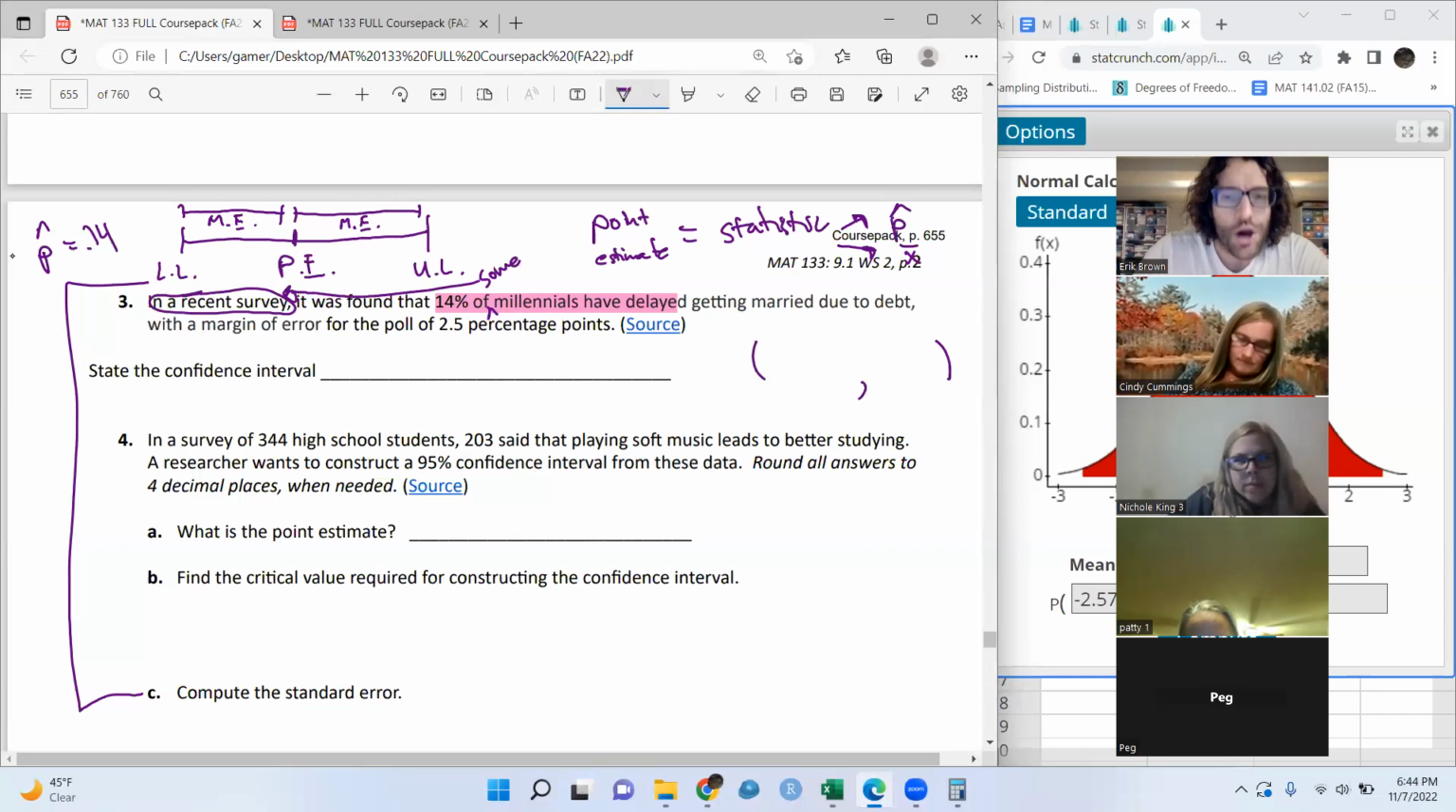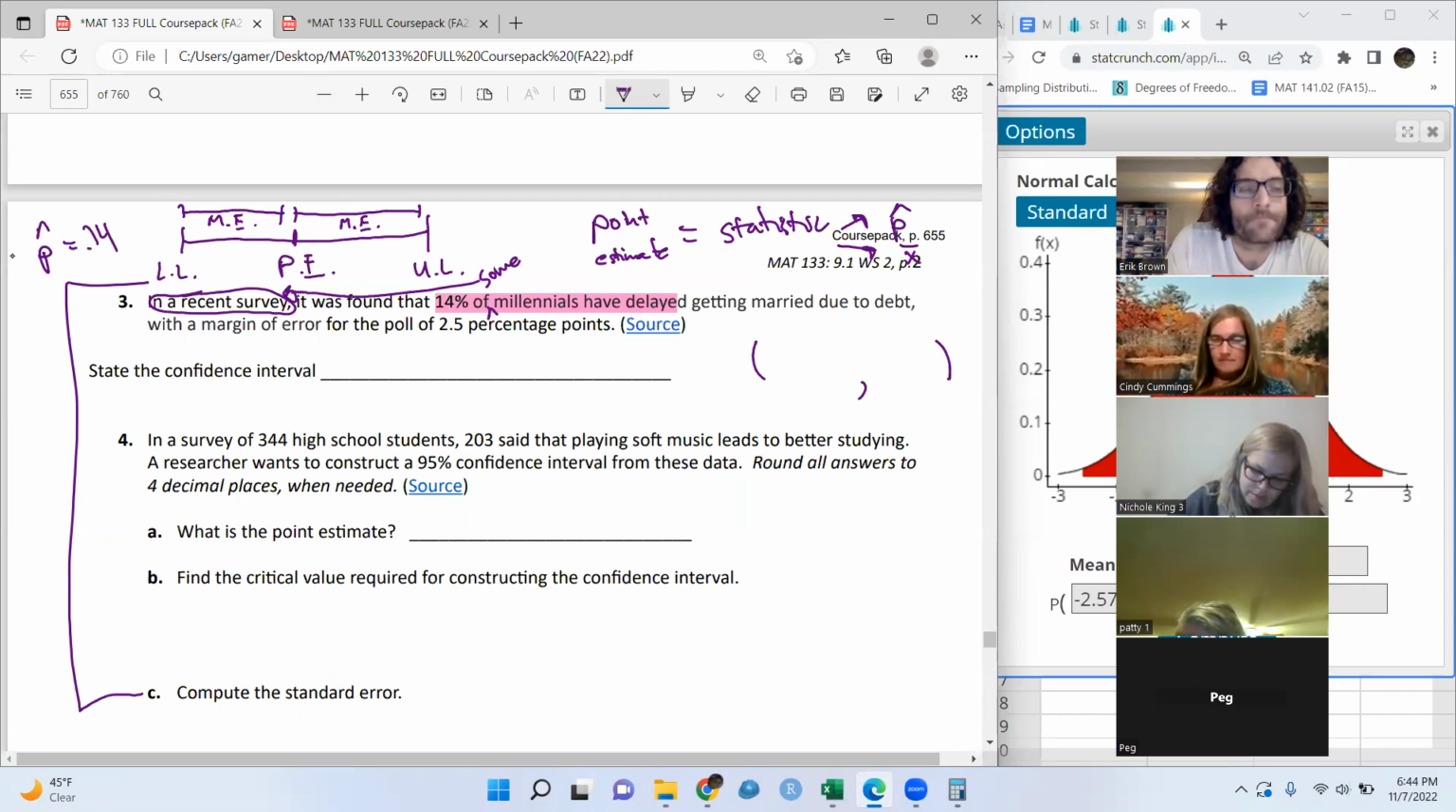Okay. Did you know what to do with all that? What did you do, Patty? You got it. Tell us how you got the answer. I added 2.5 to the 0.14 and got a positive 2.64 as our upper. And then I subtracted 2.5 from 0.14 to get the lower, which is a negative 2.36. Really, really good, except for one tiny thing. You mixed your symbols. So either you need 14% plus or minus 2.5%, or 0.14 plus or minus 0.025.